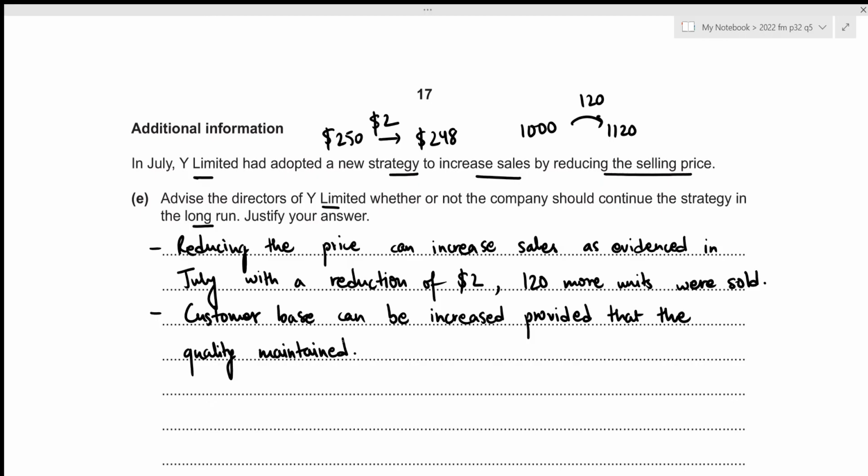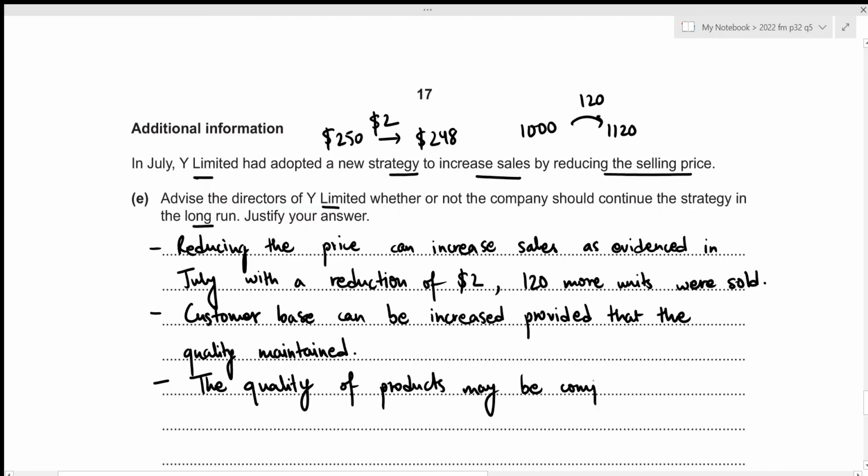Now, let's talk about the against factors. So, first of all, we can talk about quality, right? If the selling price is reduced, this might mean that the cost should also be reduced, which leads to degrading quality of the products. Let's write it down. The quality of products may be compromised.